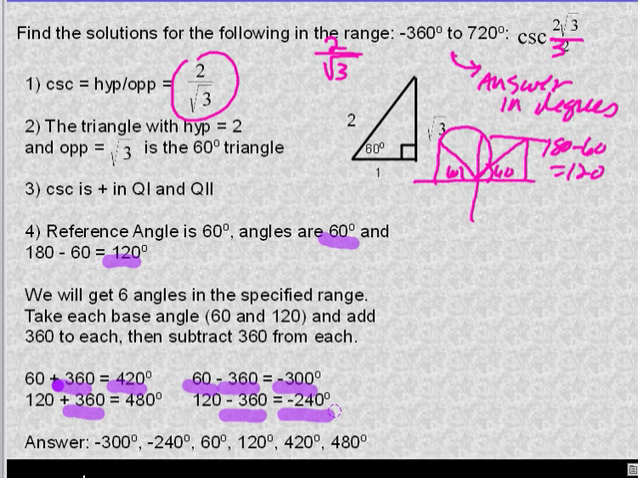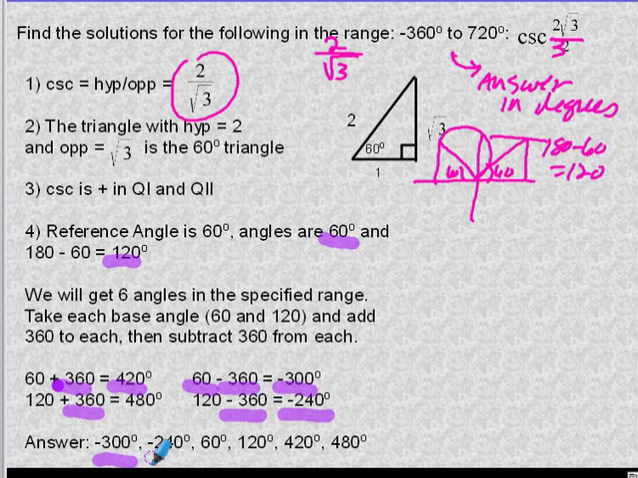So your answer is negative 300, negative 240. Those are the two negative angles, and then the two base angles, 60 and 120. Make sure you include those as part of your answer. And then finally, our larger angles, 420 and 480. So this is really the only extra thing we're doing from yesterday.